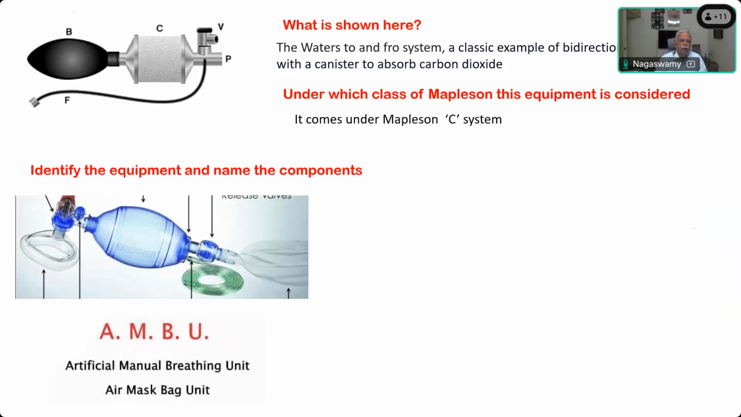What are all the parts of this which have been marked there with the arrows? What is this? Face mask. Transparent face mask. Then, pressure release valve, expiration valve, or a unidirectional valve. This is the expelling valve. This is the unidirectional valve. The red thing there is the PEEP valve. What is this?